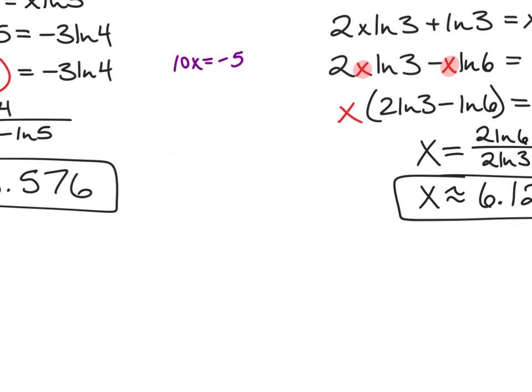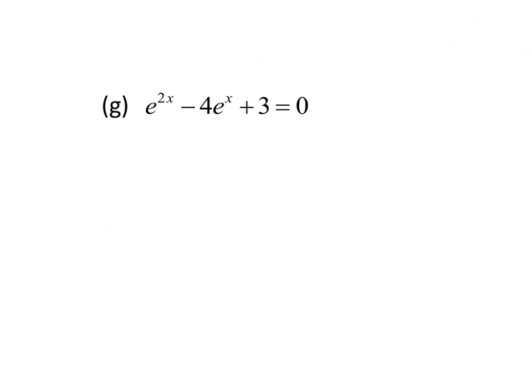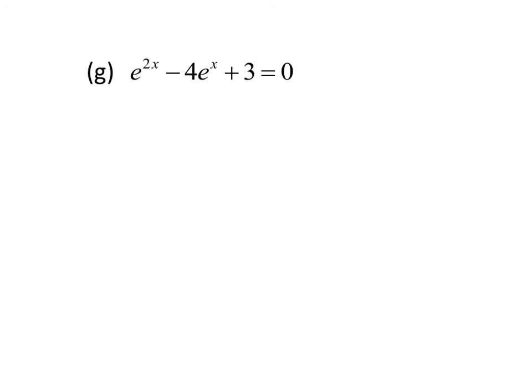Letter G here, I like this question G because it's really interesting. At first glance, hopefully you say, okay, first of all, the exponential expressions are not isolated. Also, there's two of them with different powers. And if you remember back to our exponent rules, we cannot combine these two things because they have different powers. There's no really way to combine them unless you notice that these are essentially x squared minus 4x plus 3.